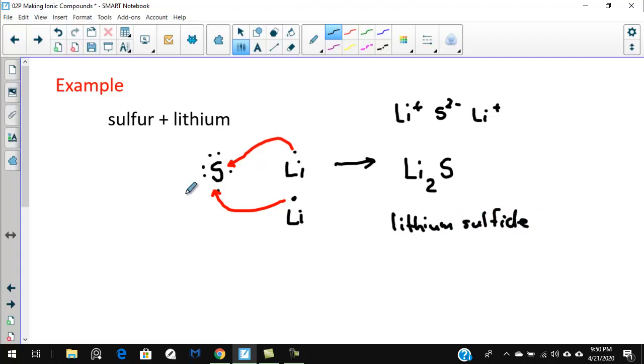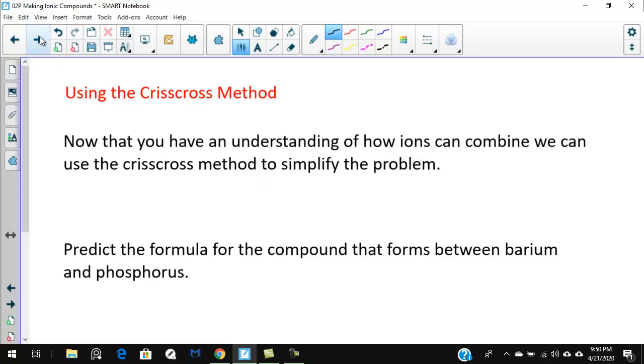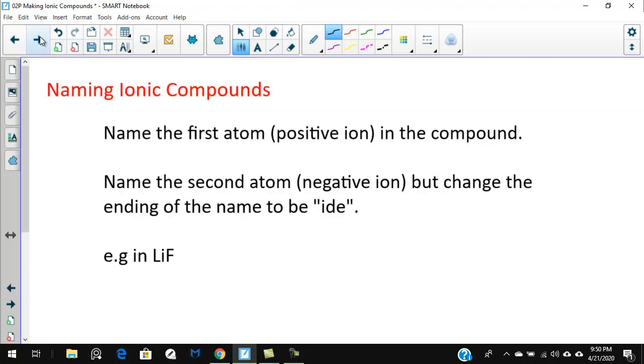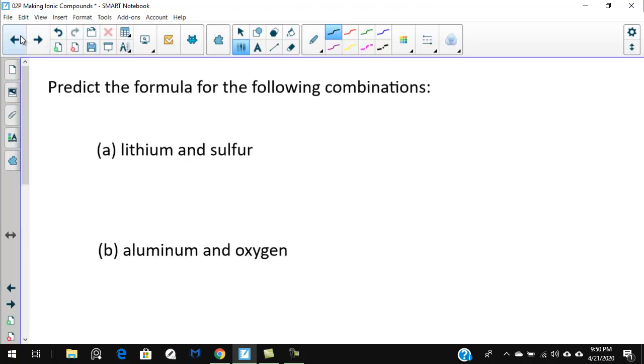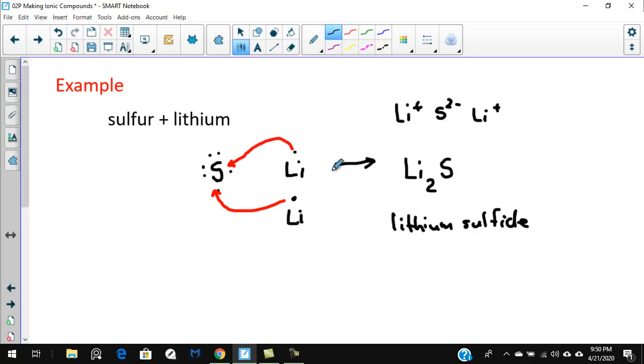Okay, so that'll get you started on some of the stuff on the worksheet. And we'll come back and do another video where we look at something called the crisscross method. And once you've got good at drawing the diagrams we were just looking at, we can use the crisscross method to make our predictions much, much faster. Okay, but first, go and practice this method of figuring out a compound, and then we'll watch another video after that. Thanks.